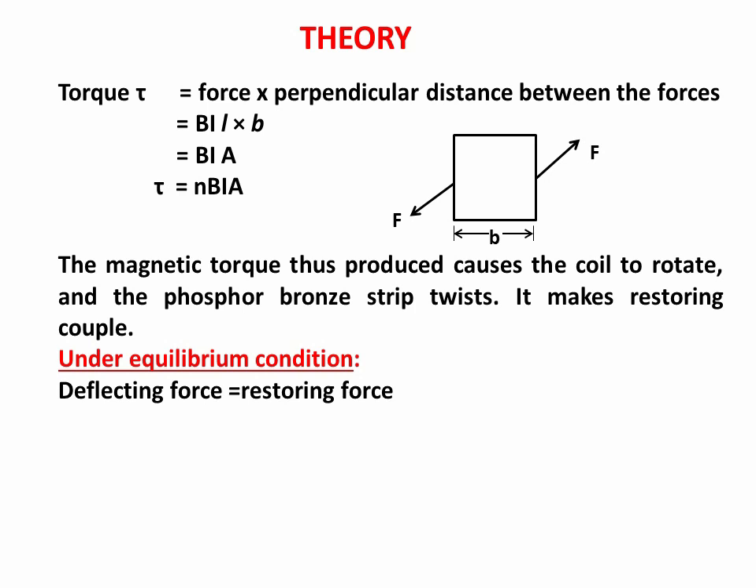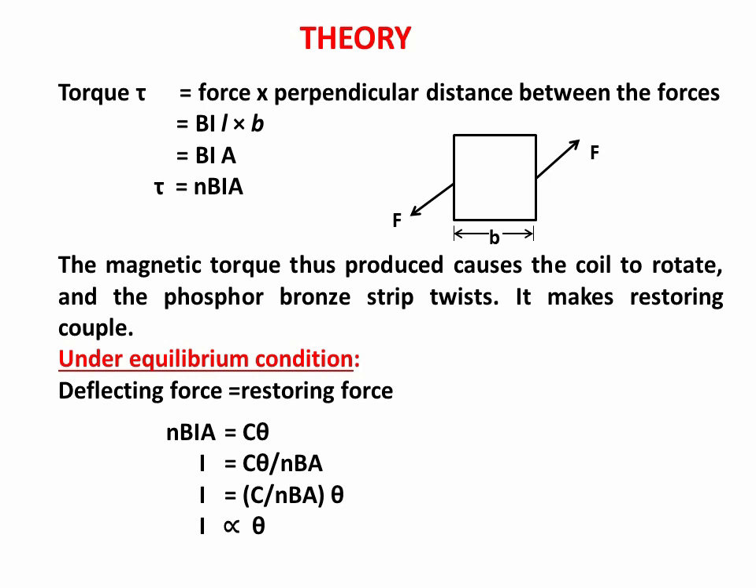Here C is the couple per unit twist of the suspension wire. Theta is the angle of rotation. Under equilibrium condition, the deflecting force is equal to the restoring force. The deflecting force, that means torque, has the value NBIA. The restoring force is C theta, where C is couple per unit twist of the suspension wire. From that equation we can find the I value. I is equal to C theta by NBA. Next, I is equal to C by NBA into theta.